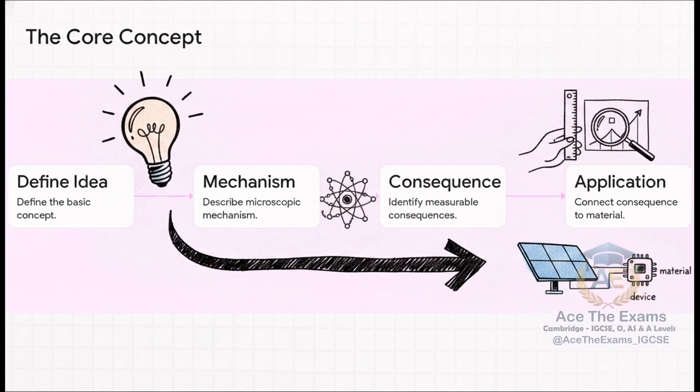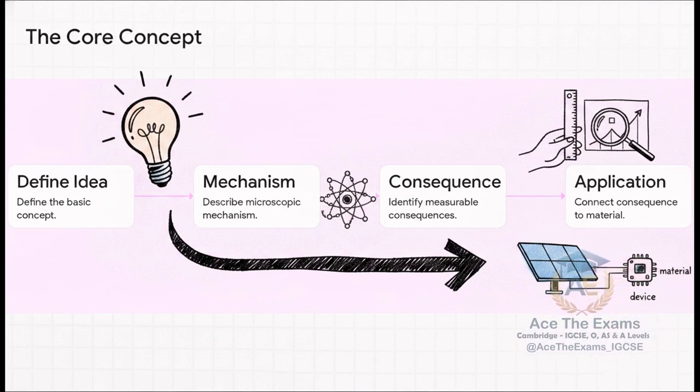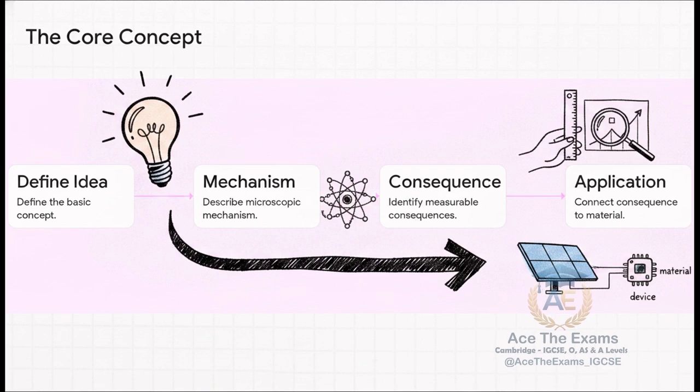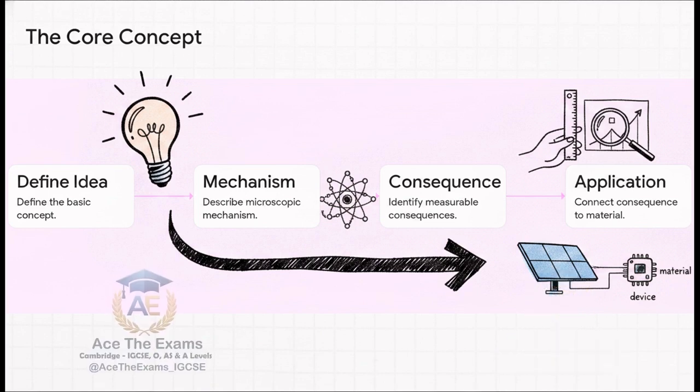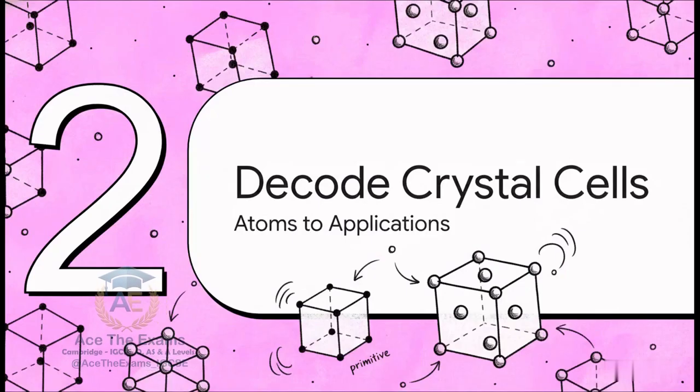Step 3, identify the measurable consequence. Because of what those atoms are doing, how does the material behave on a macro level? And finally, step 4, connect that consequence to a specific material or device application. This logical sequence builds a true, unshakable understanding from the ground up. Moving on to decoding crystal cells from atoms to applications.